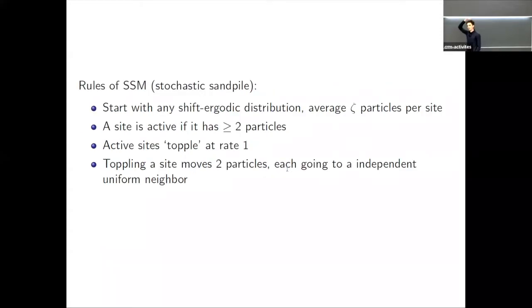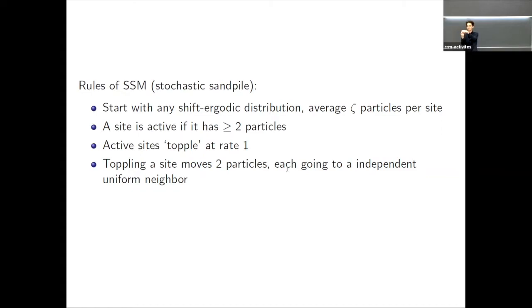Okay, so what are the rules of this system? It has many identical particles that are going to perform simple random walks. So I start with some shift ergodic distribution of particles. Think Poisson zeta per site. I just initially drop independent Poisson many particles per site with average zeta. And then I'll declare sites active if they have at least two particles, inactive if they have one or zero particles. Active sites topple. So imagine these as sand grains.